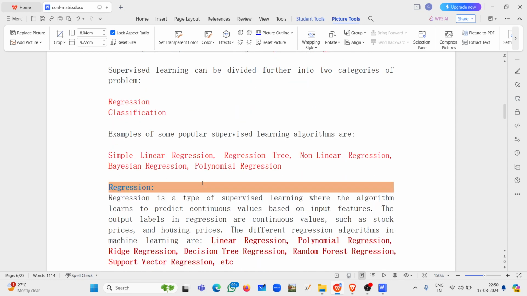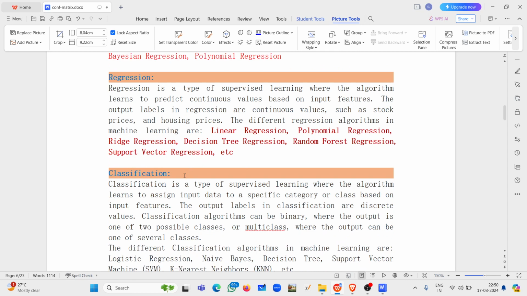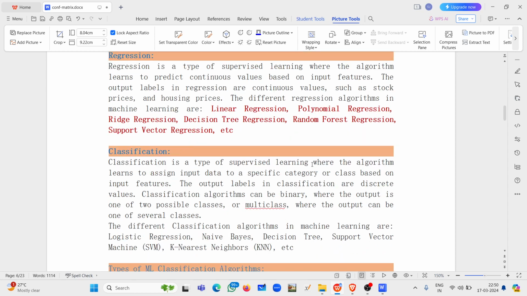Now let us see what regression is. Regression is a type of supervised learning where the algorithm learns to predict continuous values based on input features. On the x-axis we are giving some data, and it predicts the y-axis. The output labels in regression are continuous values, such as stock price or housing price. The different regression algorithms we use are linear regression, polynomial regression, ridge regression, decision tree regression, random forest regression, and support vector regression. These come under regression. Is it clear?